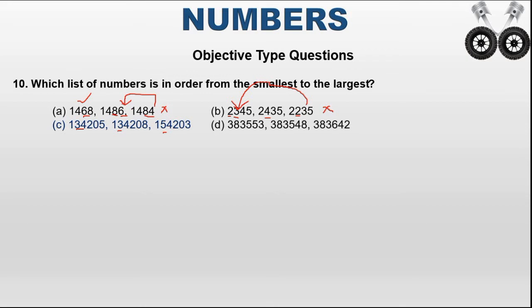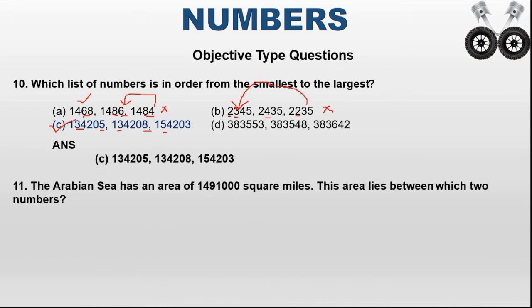And compare the fourth digit, both have 2. Now compare the fifth digit, both have 0. Now compare the last digit, here 5 and here 8. Which is the smallest one? 5 is the smallest one, that is arranged first, and 8 is arranged second. So statement C is correct. So the answer is option C.